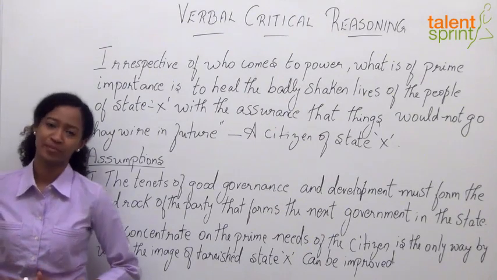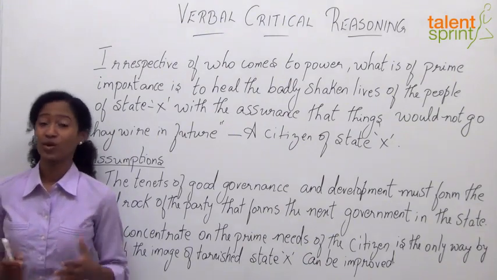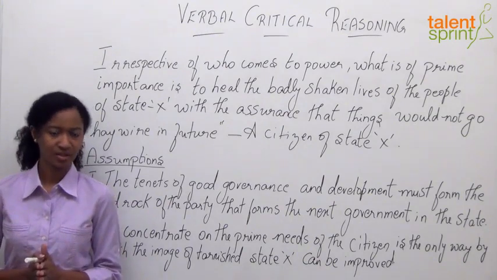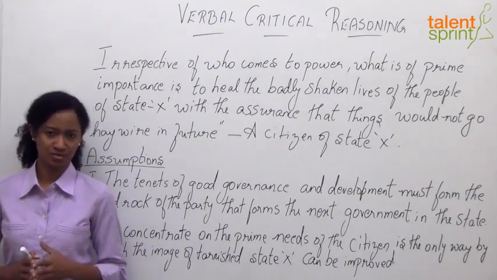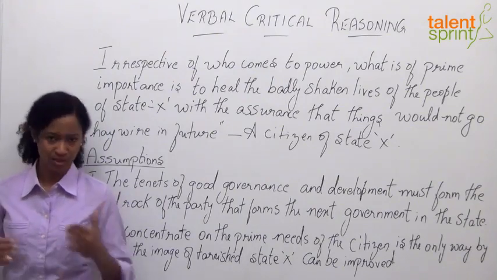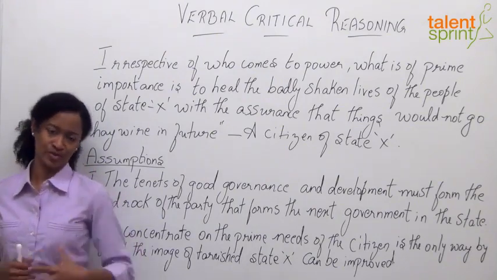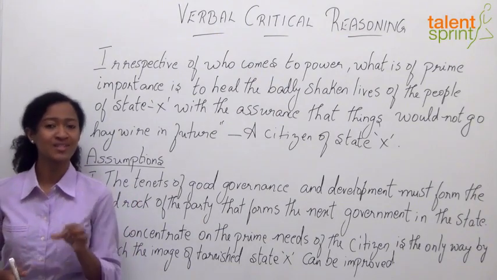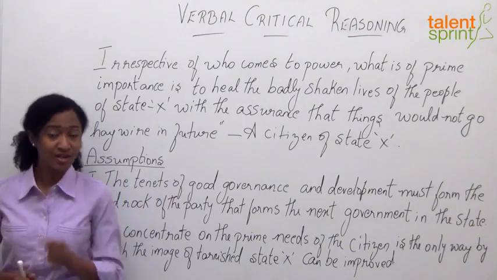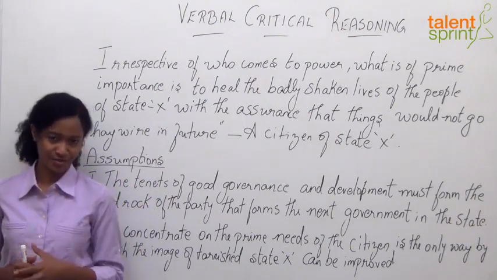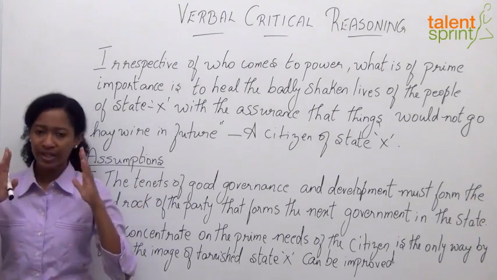Our first question type is assumption. Now what is an assumption? An assumption is something taken for granted, without proof, or understood without proof. What we're going to look at is a statement followed by two assumptions, and we need to figure out which of those assumptions is implicit in the statement. Remember, implicit is something that is implied or understood, right? So we're going to keep that in mind.